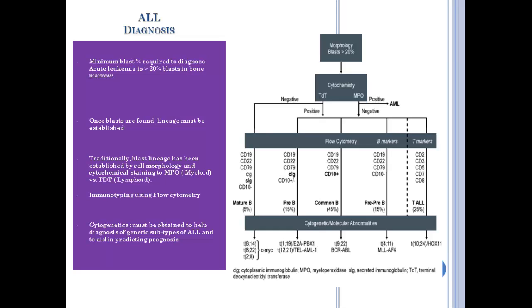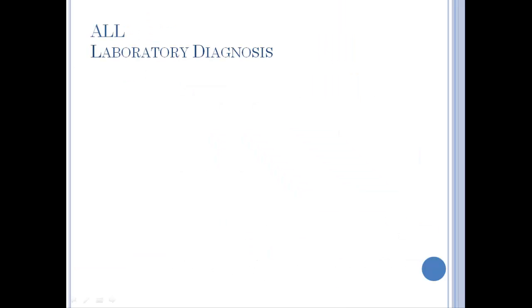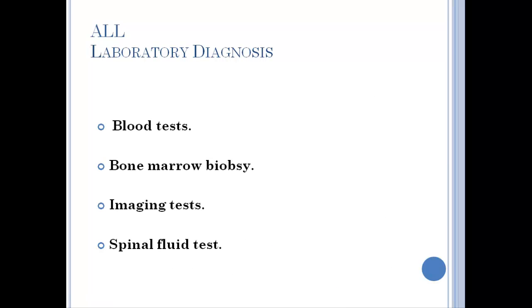aid in predicting prognosis. Regarding the laboratory diagnosis, blood tests may reveal too many white blood cells. The hallmark of acute leukemia is combination of pancytopenia with circulating blasts. Taking a bone marrow biopsy, the marrow is hypercellular with replacement of normal elements by leukemic blast cells in varying degrees. Presence of more than 20% of blasts are required for diagnosis of acute leukemia.